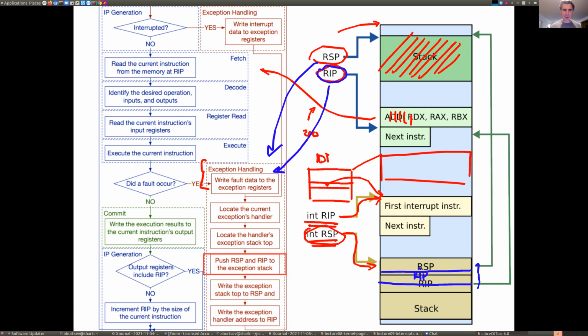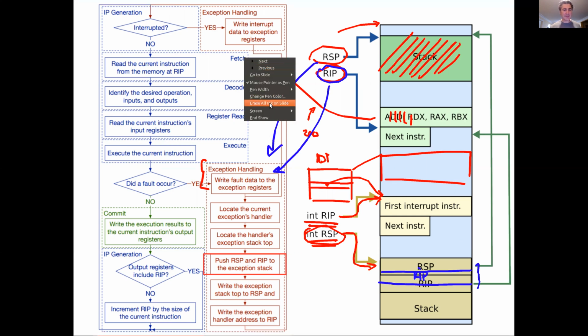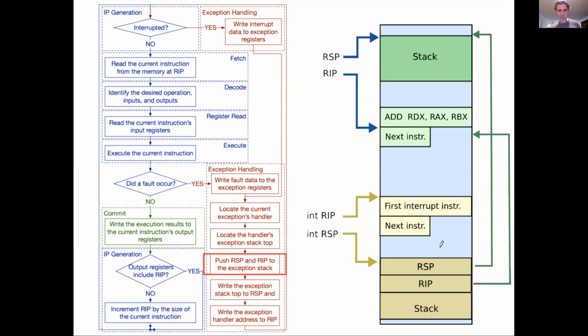Let me erase everything from this slide, right? So we pushed the stack pointer, instruction pointer, and a couple of other registers here. So essentially at this point, you update the instruction pointer to point here and the stack pointer to point here, right? Okay, so that's a high level idea for the transition.